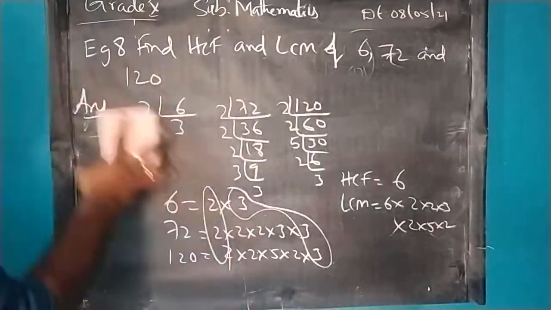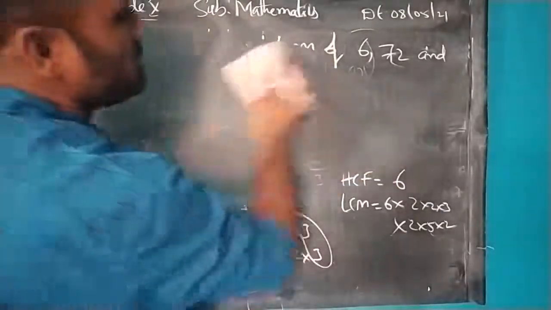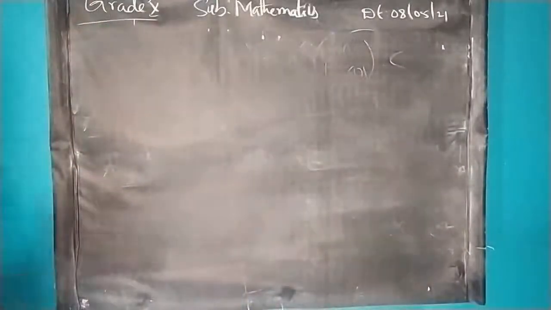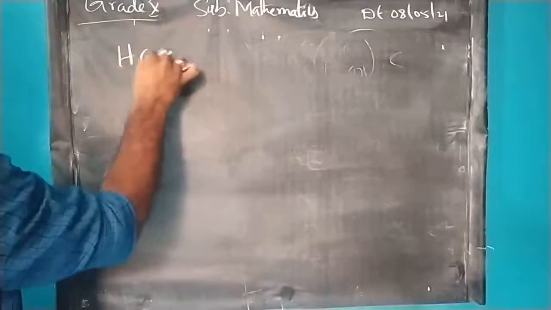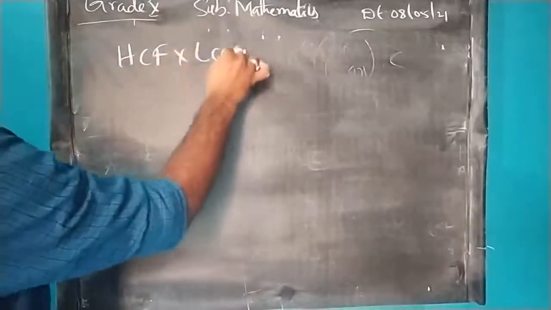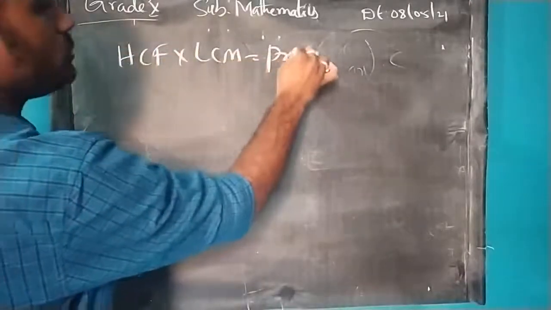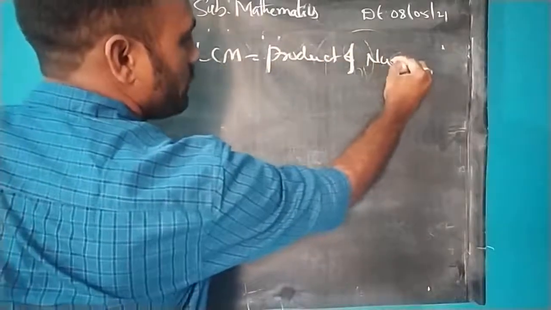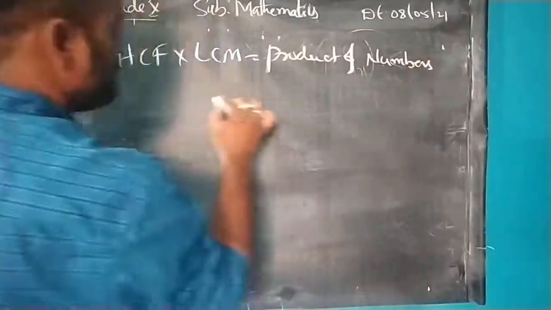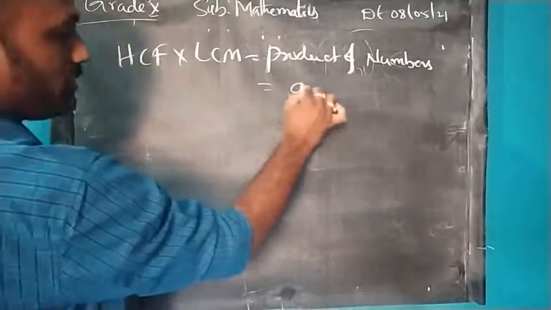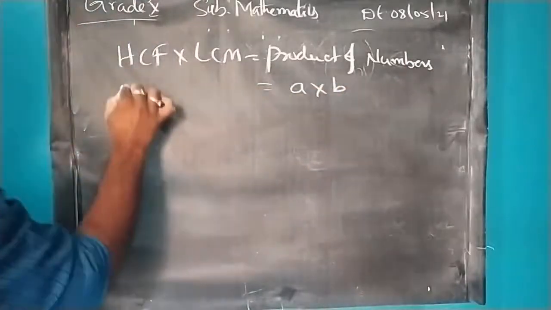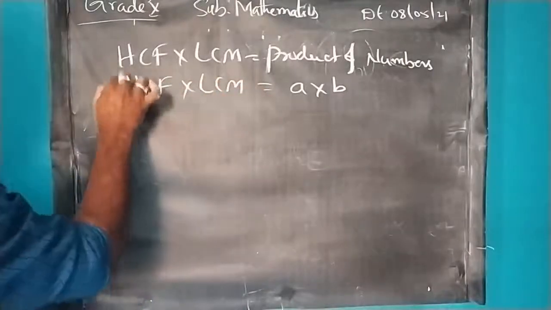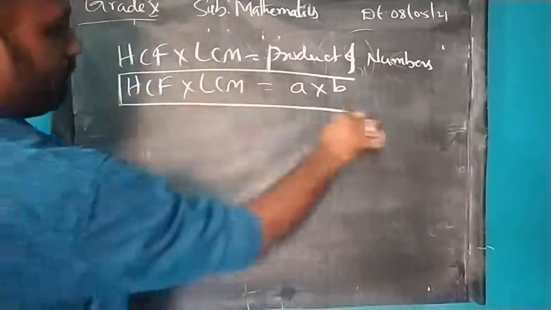Okay. Let us take the next. Let us see the relationship between these. So there is one relationship. HCF into LCM is equal to the product of the numbers. Very important relationship. HCF into LCM is equal to the product of two numbers. They will mention it like this also, A into B. HCF into LCM is equal to A into B.